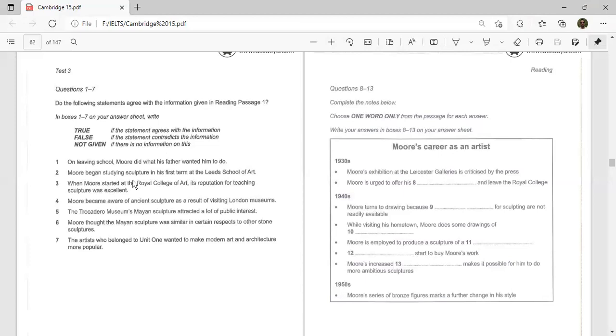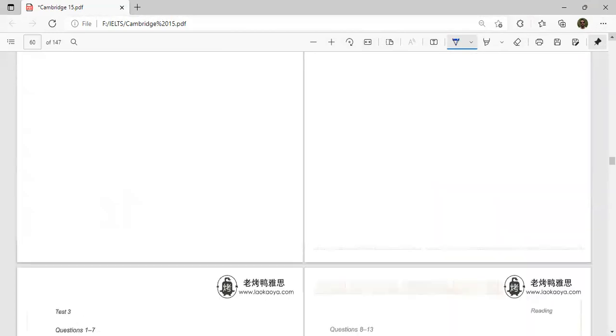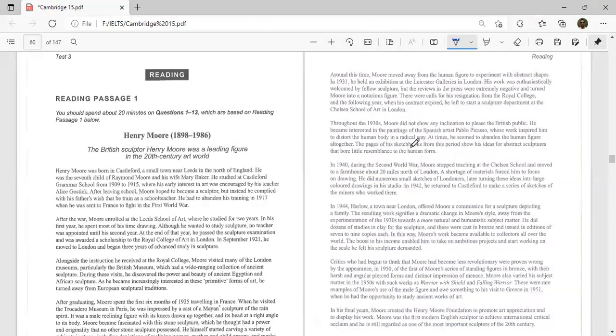Only Murray did what his father wanted him to do on leaving school. First is Murray, keyword. And his father wanted him to do. Murray and father, right. Leaving school. Okay. Here. Please locate.